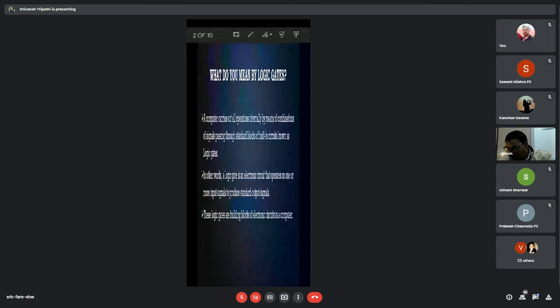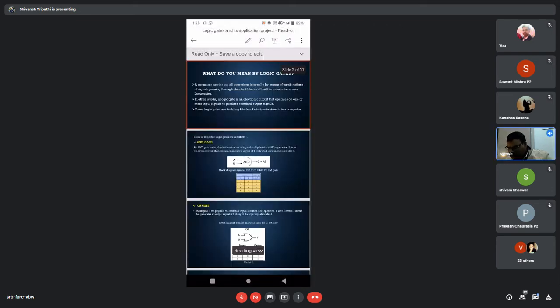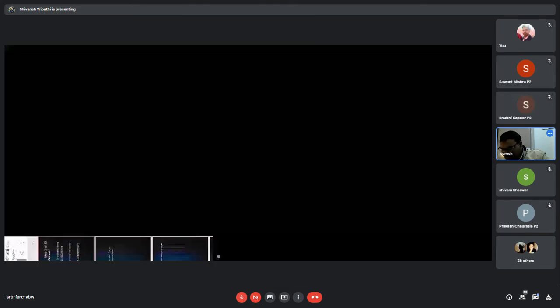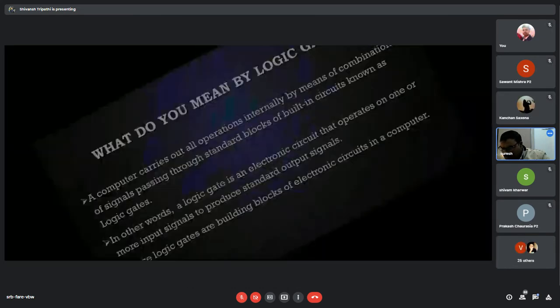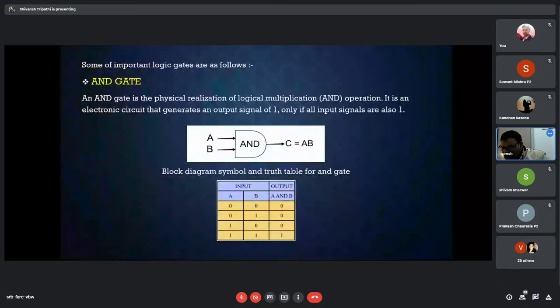Logic gates are operations on combinations of signals passing through standard building blocks of built-in circuits known as logic gates. Basically, they are used to produce standard outputs, and these are the building blocks of the electronic circuits in a computer. So some of the important logic gates are as follows.